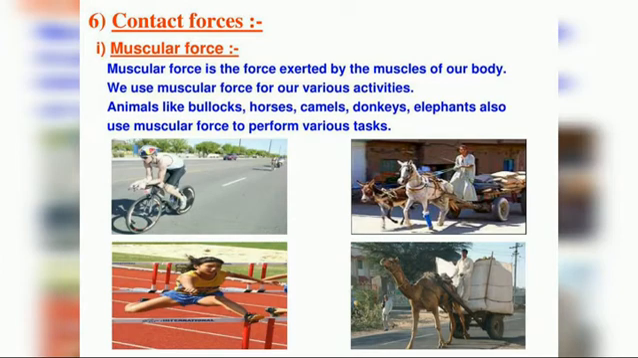Animals also make use of muscular force to carry out their physical activities and other tasks. Animals like bullocks, horses, donkeys and camels are used to perform various tasks. I think you have seen the farmers using the bullocks to plow the field, isn't it? They use the muscular force. Since muscular force can be applied only when it is in contact with an object, it is called a contact force. So these are some examples which come under the contact force. What is that? Muscular force, children.